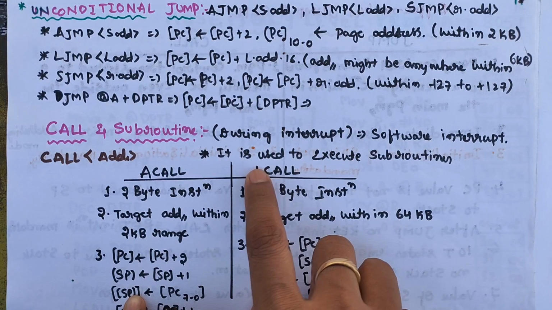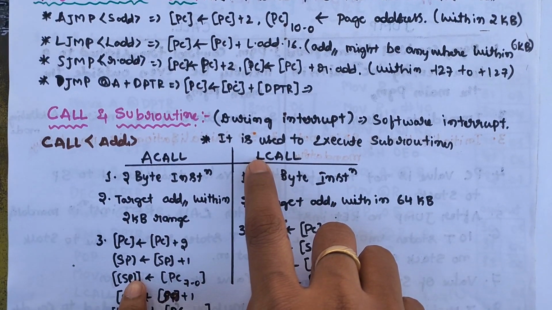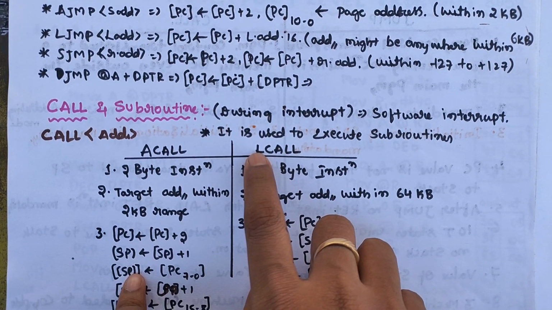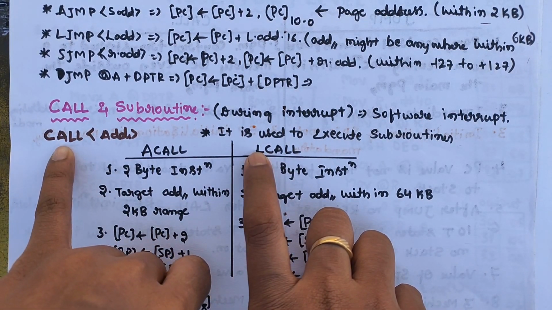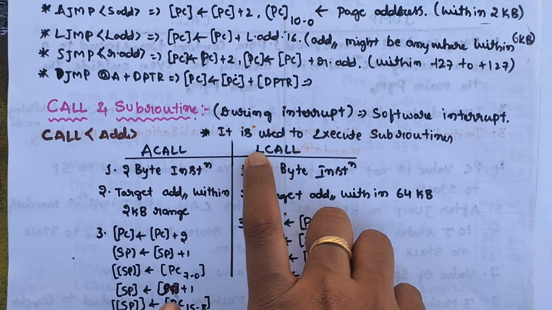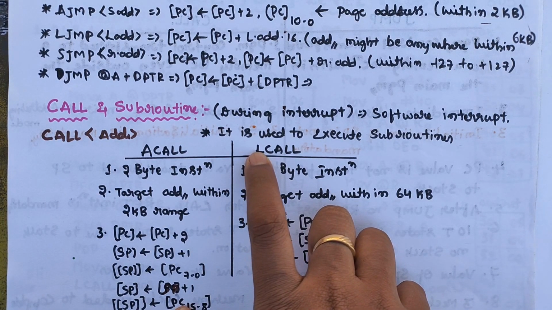The next sub part of the main program is call and subroutine programs. Call is the only instruction which is used to handle the interrupt.